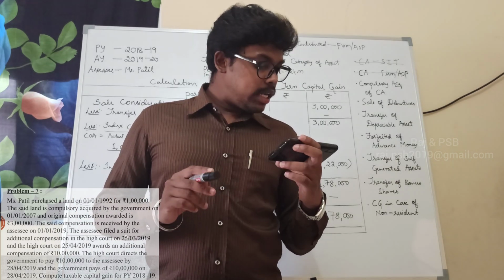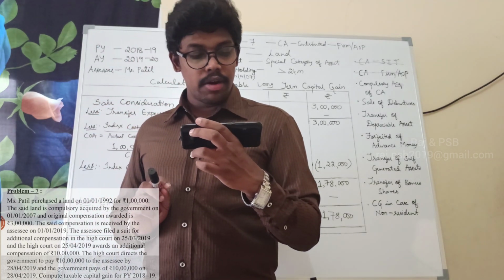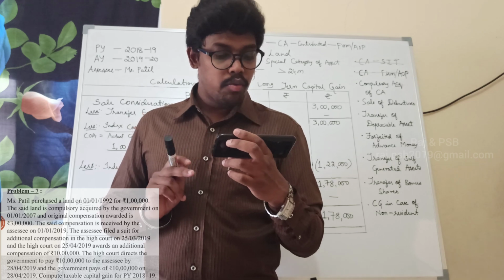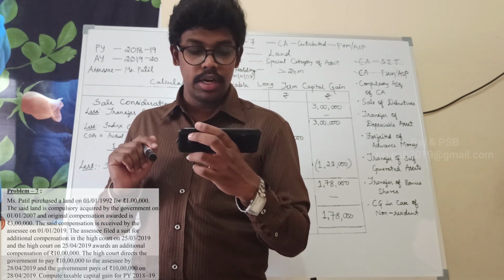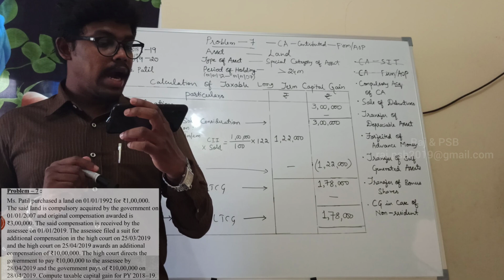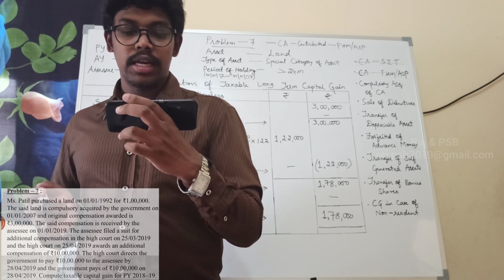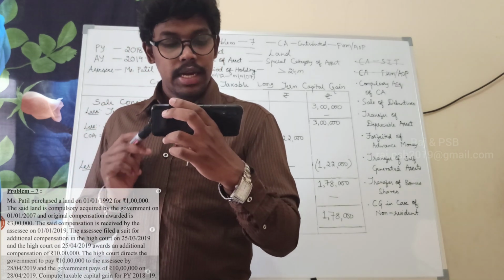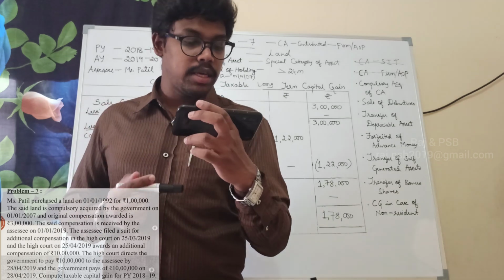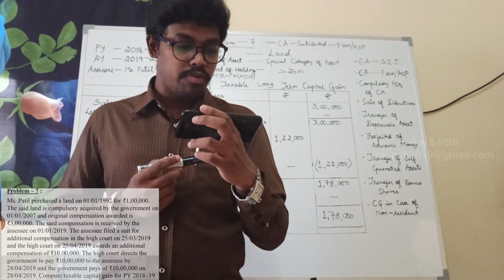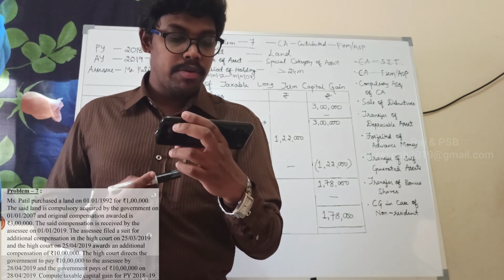So here Miss Patil purchased a land on 1/1/1992 for rupees 1 lakh. The said land is compulsorily acquired by the government on 1/1/2007, and original compensation awarded is rupees 3 lakh. The said compensation is received by the assessee on 1/1/2019. The assessee filed a suit for additional compensation in the High Court on 25/3/2019, and the High Court on 25/4/2019 awards an additional compensation of rupees 10 lakh. The High Court directs the government to pay rupees 10 lakh to the assessee by 28/4/2019, and the government pays rupees 10 lakh on 28/4/2019. Compute taxable gain for previous year 2018-19.